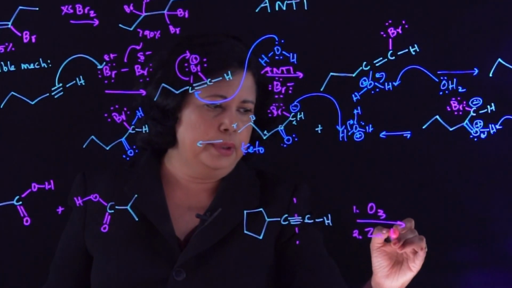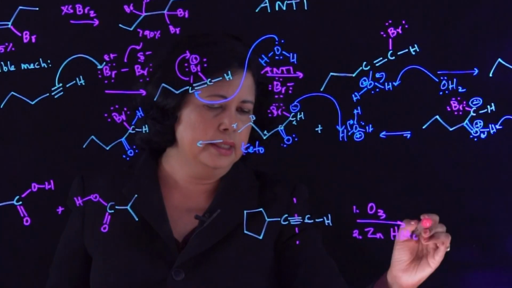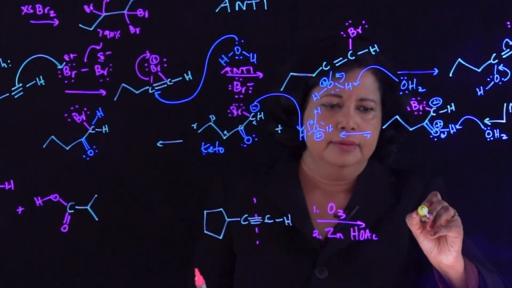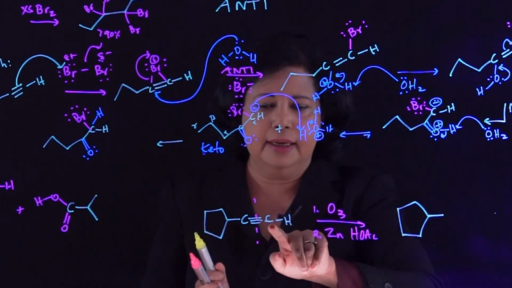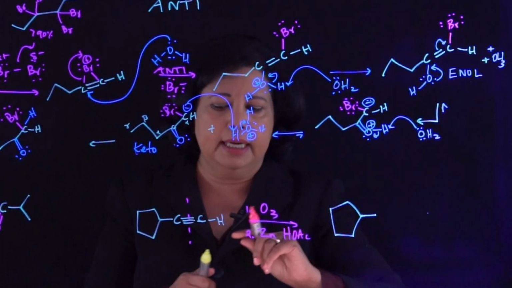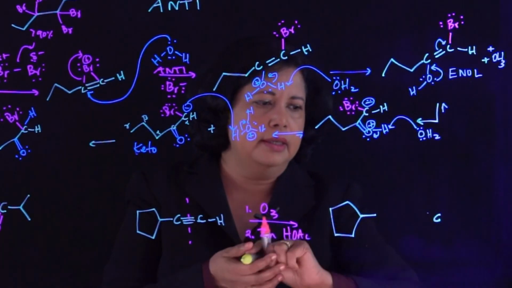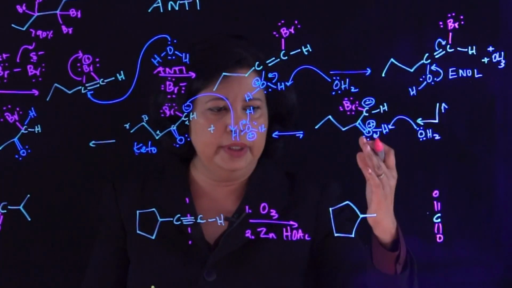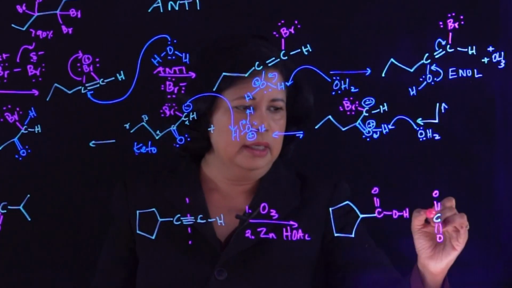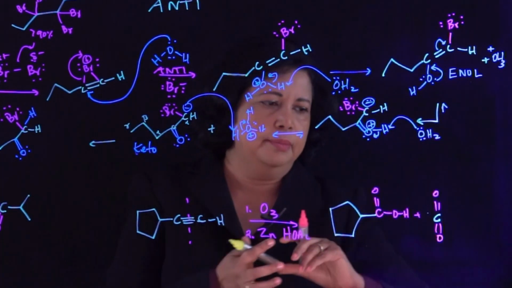and then let's say you put in zinc, HOAc, that's what they typically do, you are going to get on this side carbon dioxide. So this carbon is going to go to carbon dioxide. You'll form formic acid, which then when you heat up gives you carbon dioxide, and then some H2O.